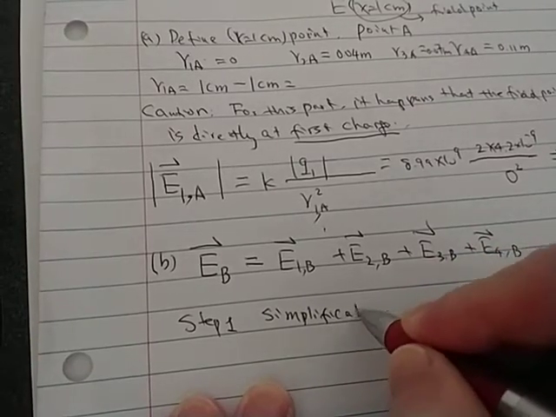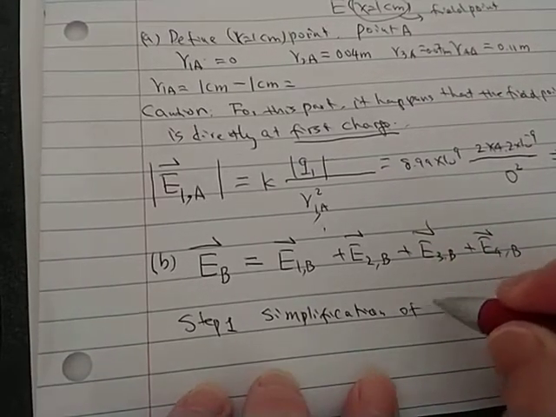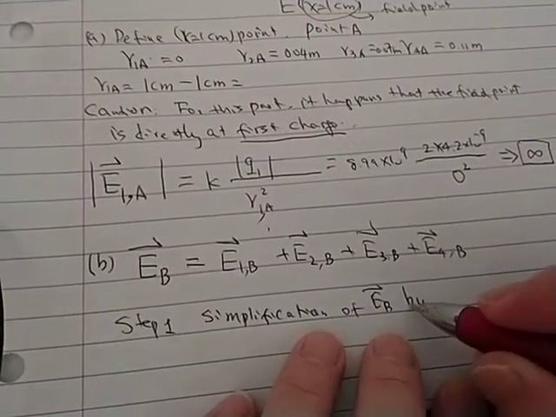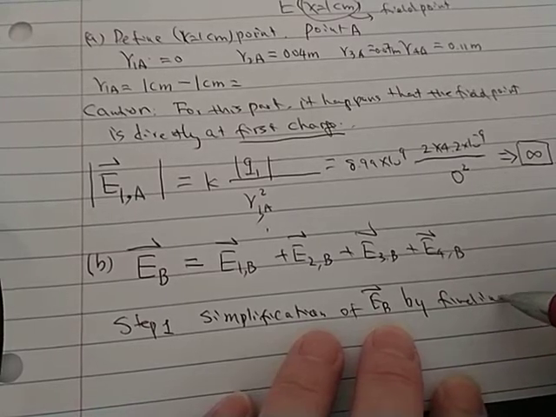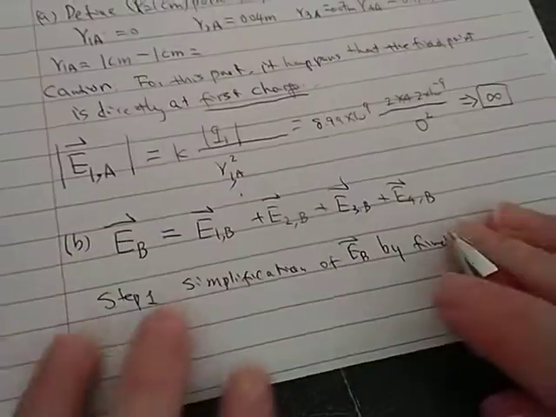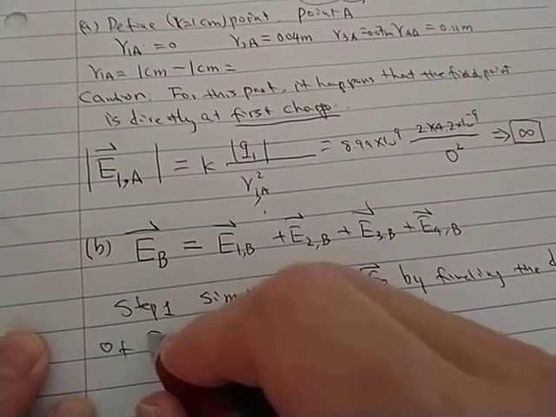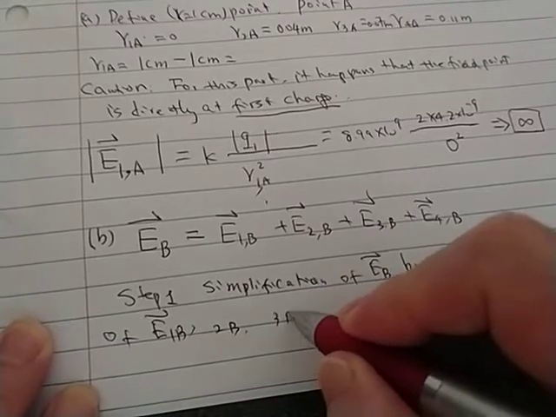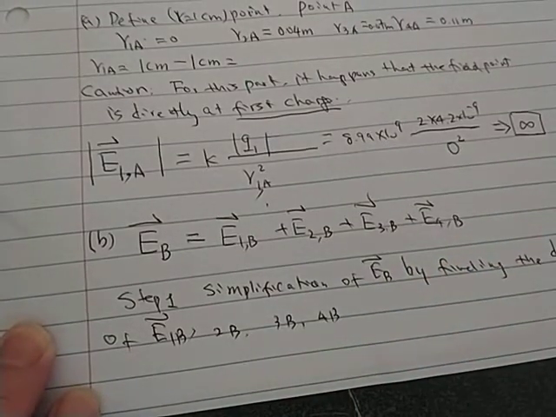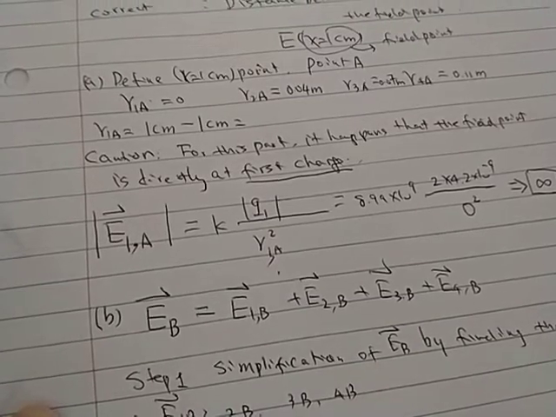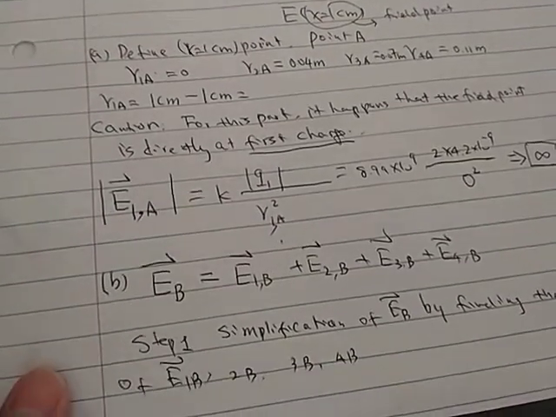So we need to simplify it, which we call the simplification of E by finding the directions of E1B, 2B, 3B, 4B. So we need to find the direction of the electric field at point B. And this will be the next video I am going to show you.